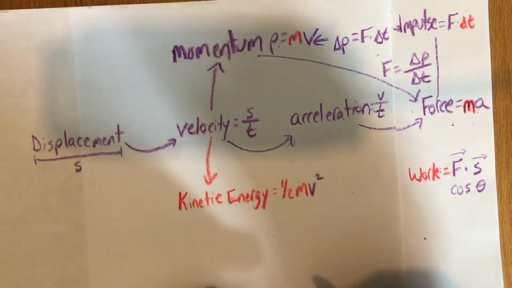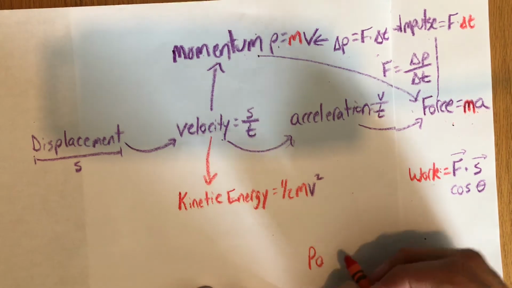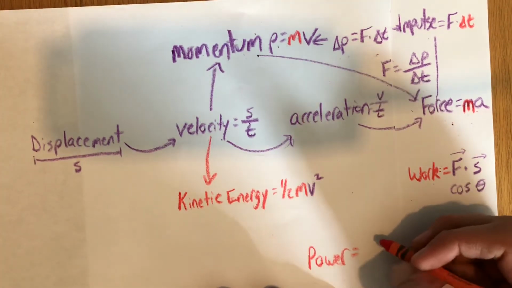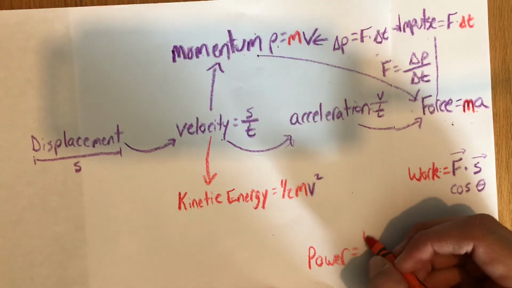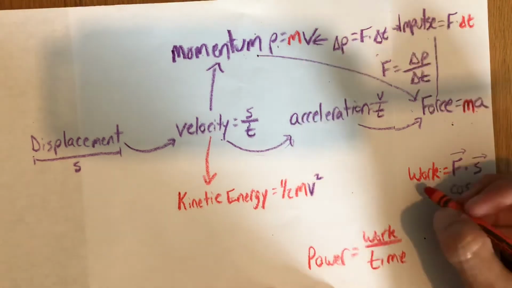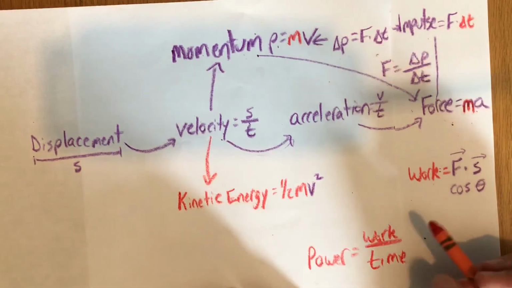Power is yet another scalar quantity. And power is equal to the rate at which work is done. So work divided by time. And so you can see how work is connected to power.